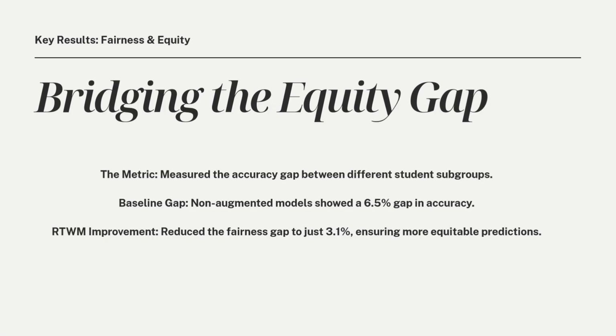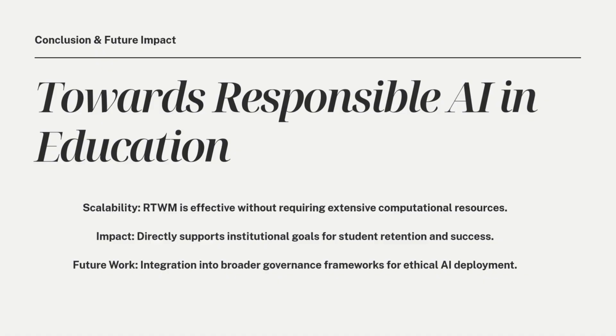Bridging the equity gap. Perhaps the most important finding relates to fairness. In higher education, we cannot afford to have AI models that work well for one group of students but fail for another. We measured the subgroup gap, the difference in accuracy between different student demographics. The baseline model has a gap of 6.5%. RTWM reduced this gap significantly, down to 3.1%. This demonstrates that our method doesn't just make the AI smarter, it makes it more equitable, supporting responsible adoption across the institution.